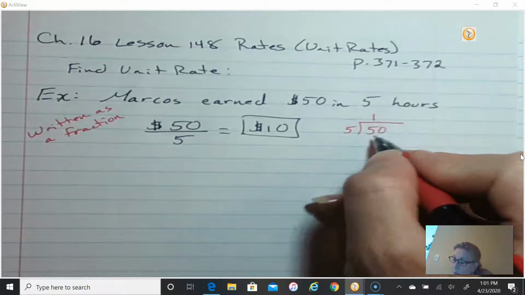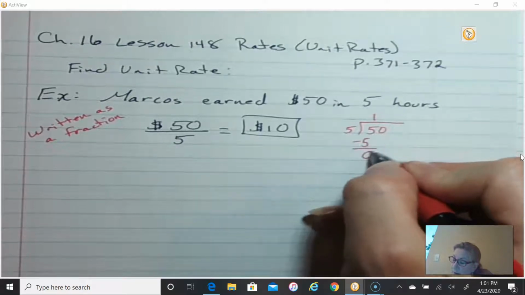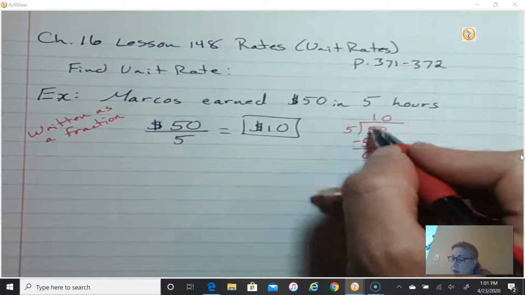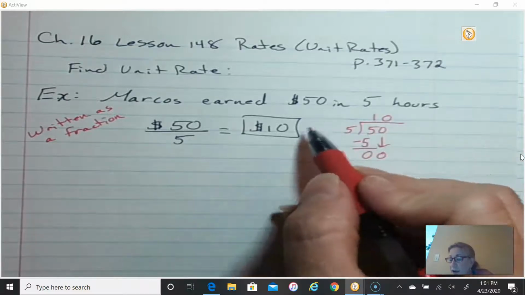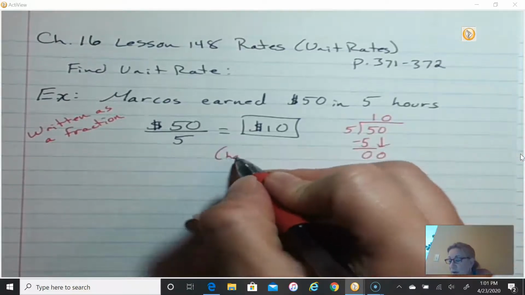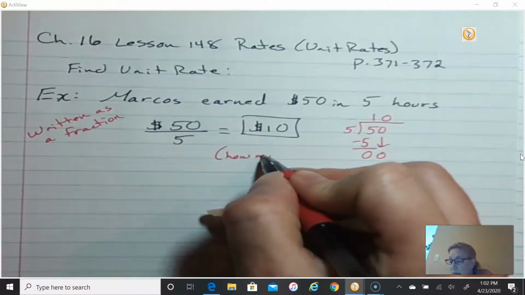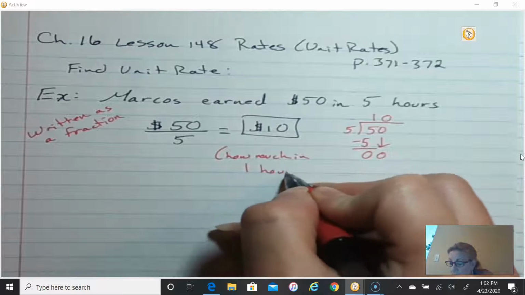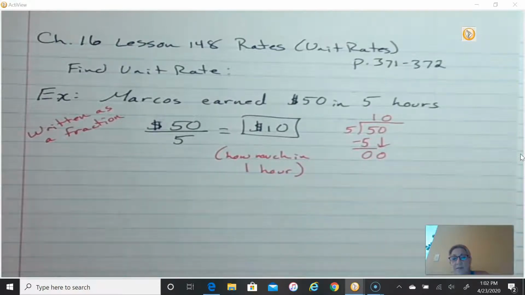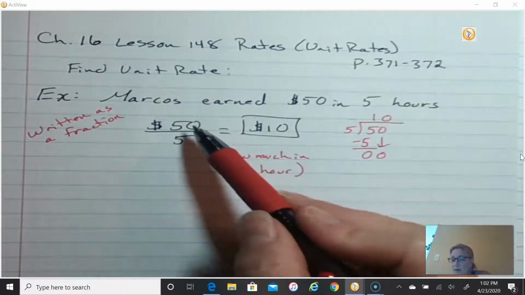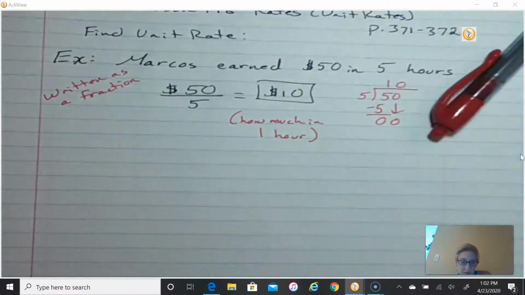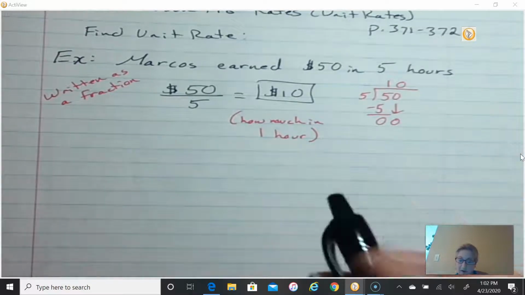5 goes into 5 1 time. We subtract, bring down the 0. 5 goes into 0 0 times. So how much did he earn? I'll put that right here. How much in 1 hour is what they're asking. Okay? So it's just 50 divided by 5. You get 10. Let me do another. The more examples I do, the better you're going to get.